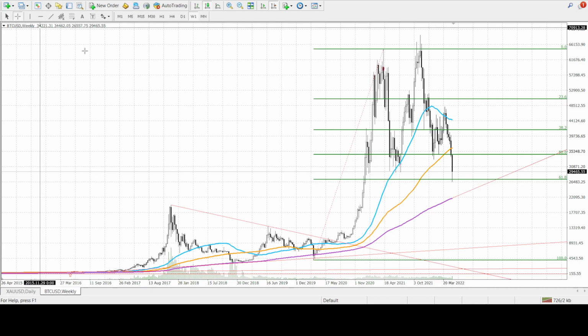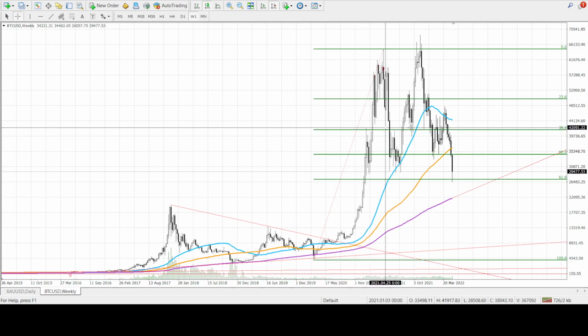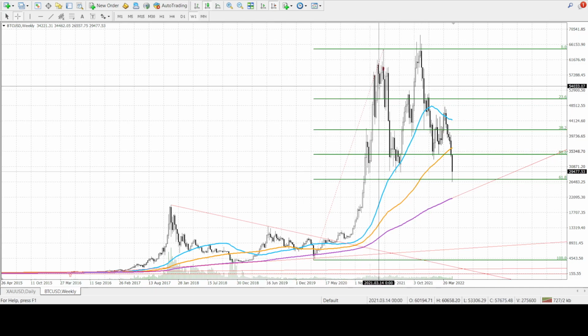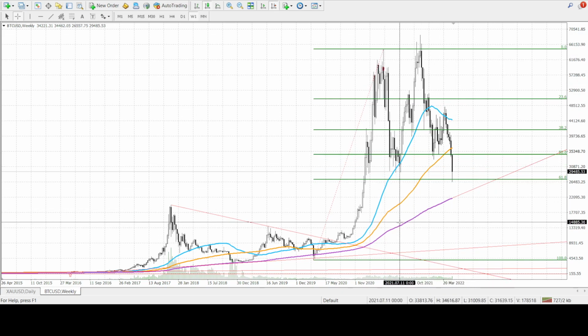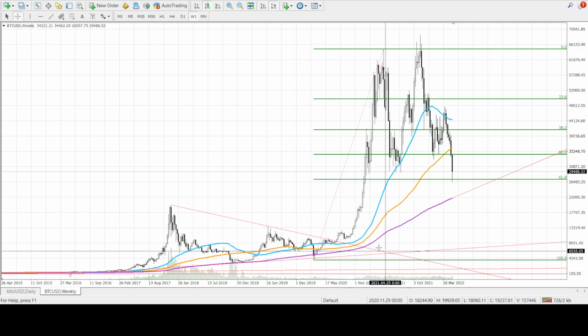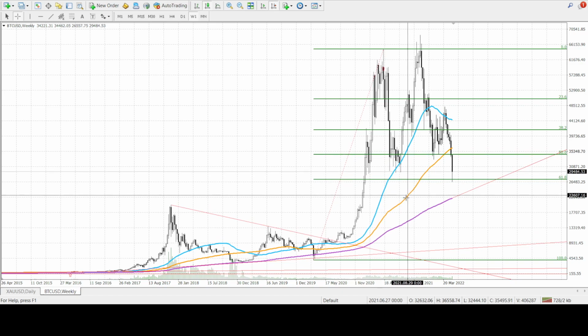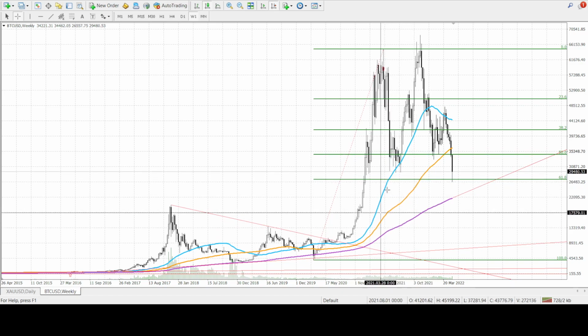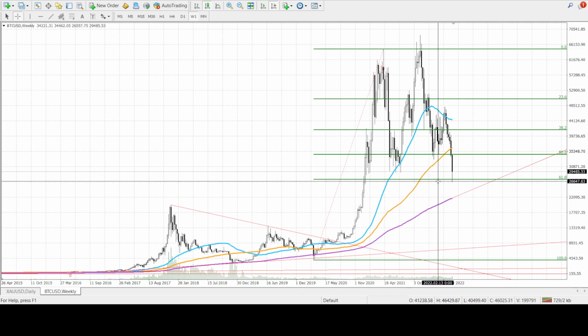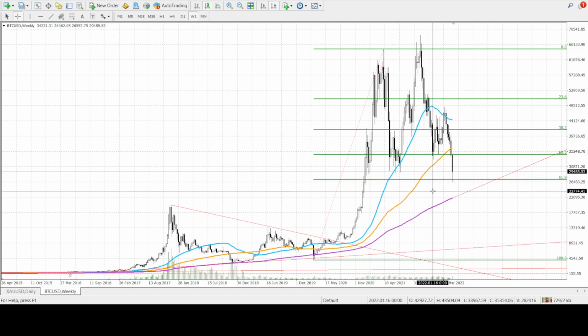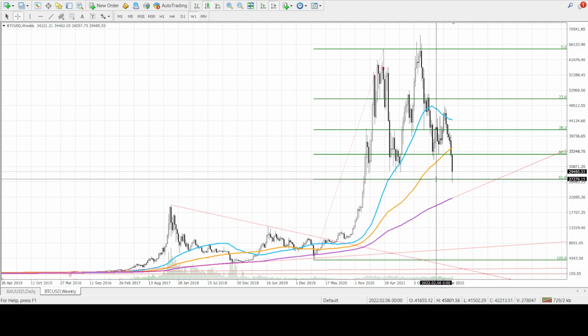Let me grab my little pointer. You see resistances, you see your support points, and see how they all just kind of line up into these neat categories. The moving averages, they play with that, right? Because they're almost like, like I keep saying, a dynamic moving support and resistance level, right? So you can utilize the Fibonacci's as well.